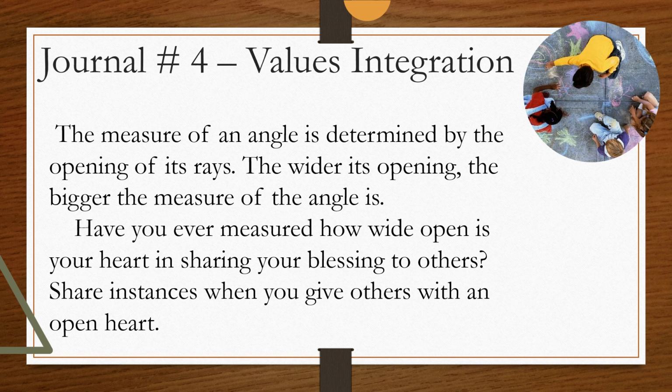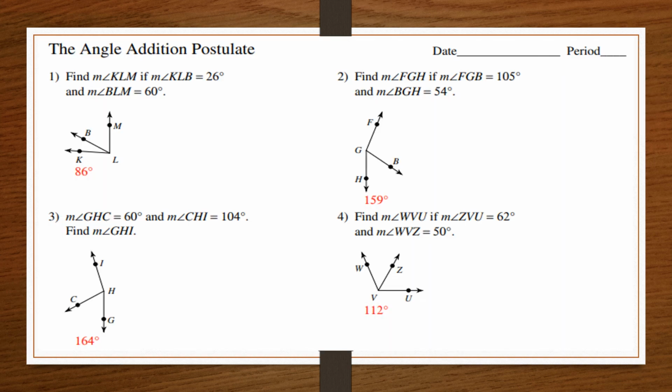For your journal number 4, this will be your Bible integration. Let's read it aloud. The measure of an angle is determined by the opening of its rays. The wider its opening, the bigger the measure of the angle is. Have you ever measured how wide open is your heart in sharing your blessings with others? Share instances when you give to others with an open heart. And this will be your assignment.